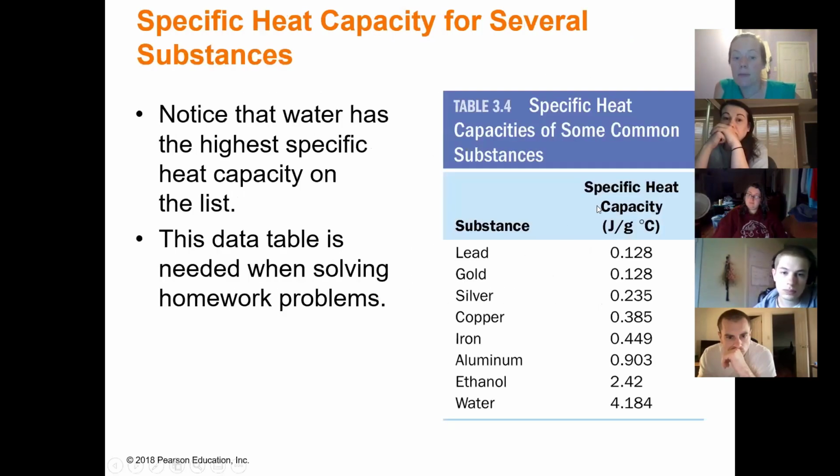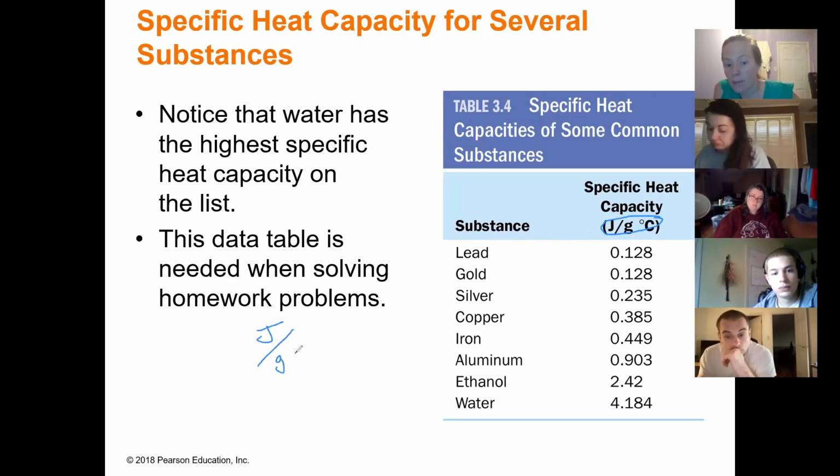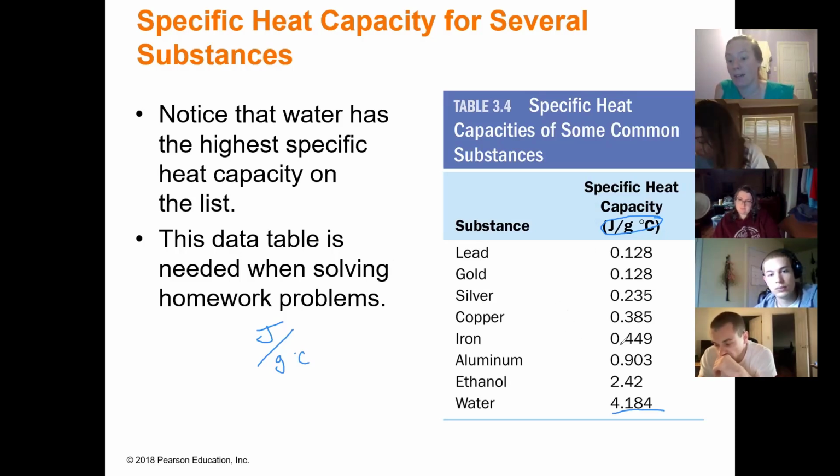So here is a list of some of the common specific heat capacities. Now, specific heat capacity, it's a funky unit. It's 3 units combined. It should look like that. It's joules over gram degree Celsius. So look at these everyday things. We've got metals, and then there's water. I mean, water's specific heat capacity is huge. It is way bigger than all the rest of them.